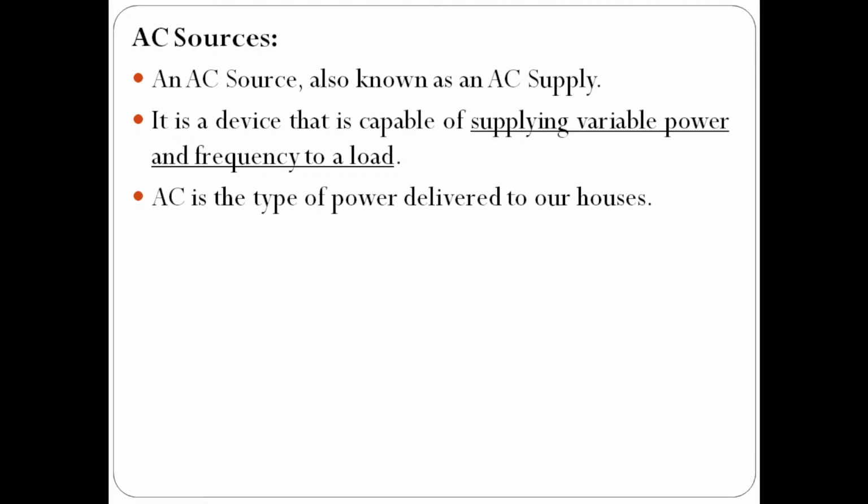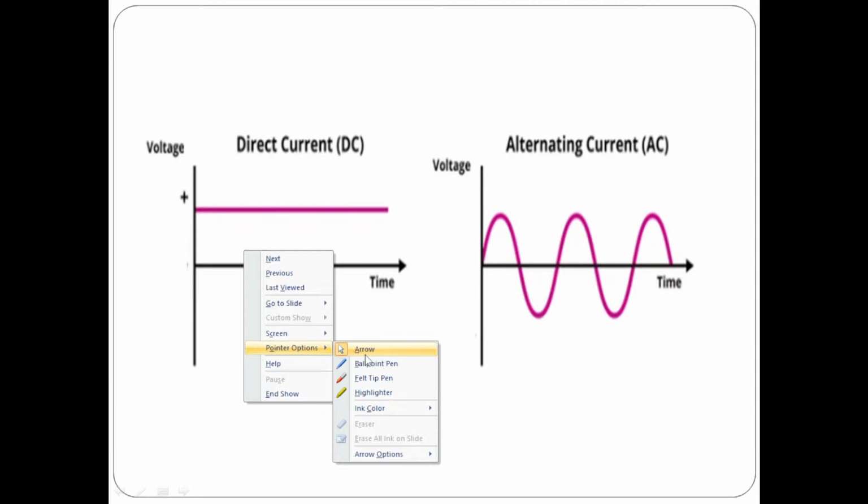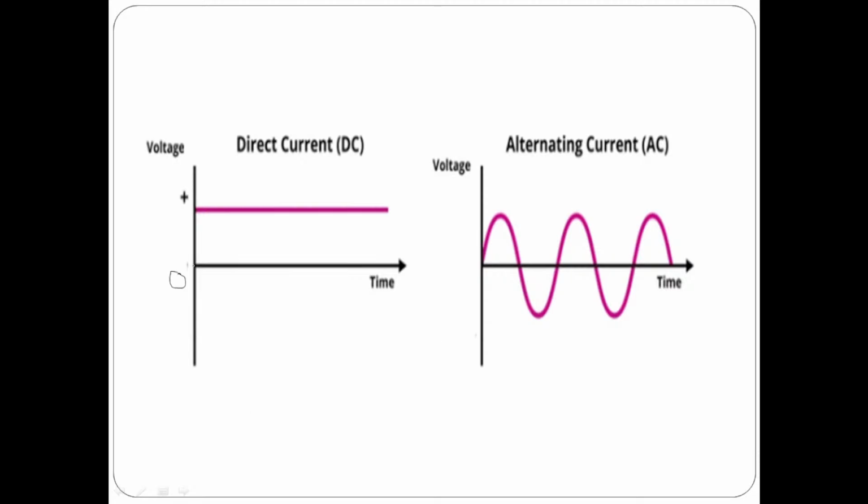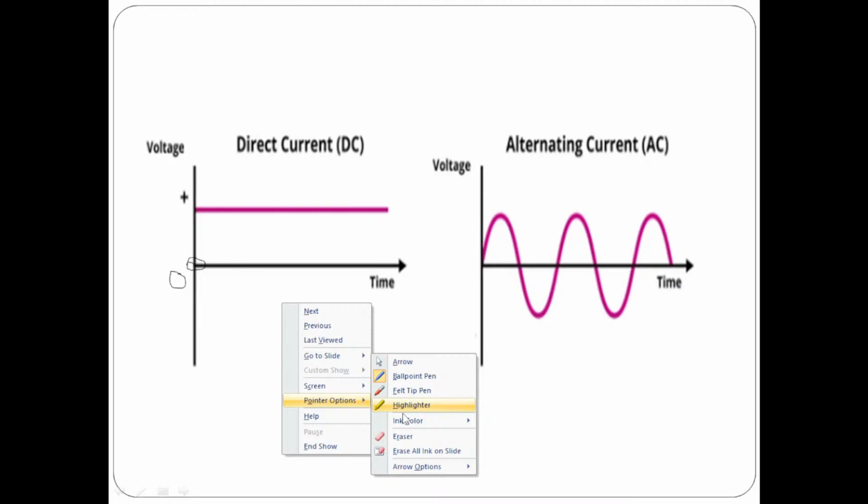So in this DC current, what you can see is, even though time is varying from 0, this is the 0 terminal. Wait, if I take a pen, a ballpoint pen, let us assume this is 0, this is the 0 terminal. I will change the ink color to red.